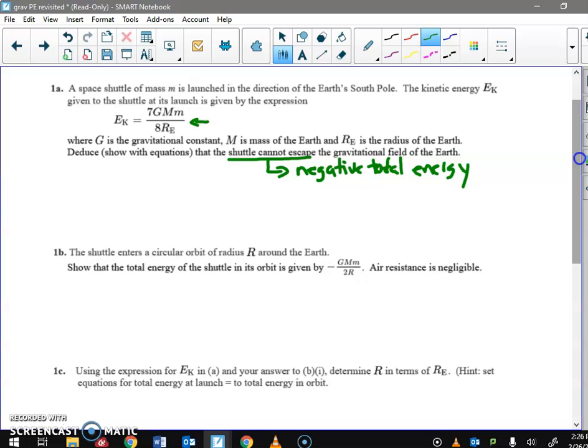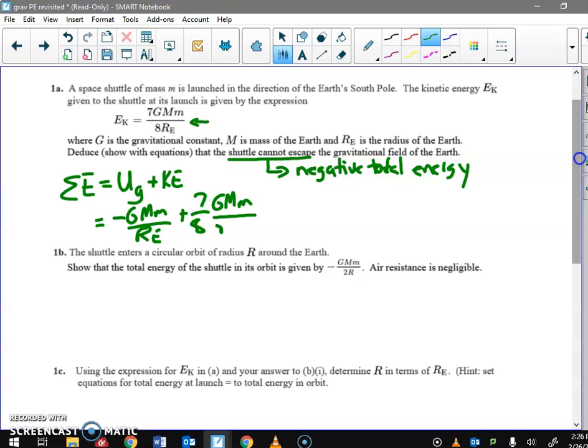So how do we do that? Well, we want to calculate the total energy. And the total energy is the sum of its gravitational potential, remember, near the surface of the Earth it has gravitational potential, plus whatever kinetic we give it by launching the rockets or the rocket boosters. This equation is always the same thing, negative GMm over r. In this case, r is the Earth's radius, because that's how far away we are. And then we add to it the kinetic that we got from the launch, which is 7/8 GMm over Re.